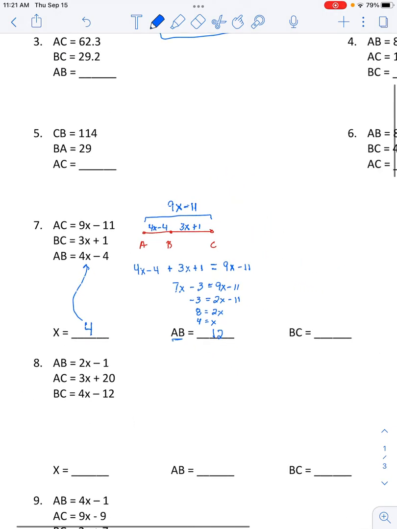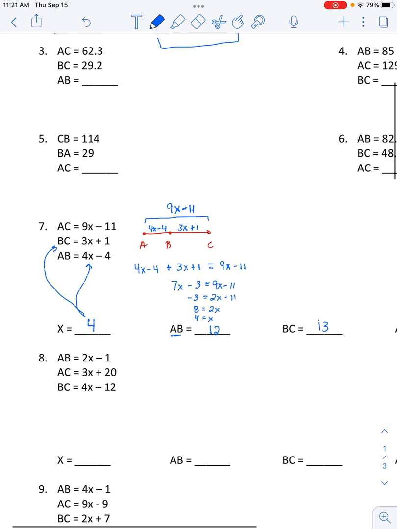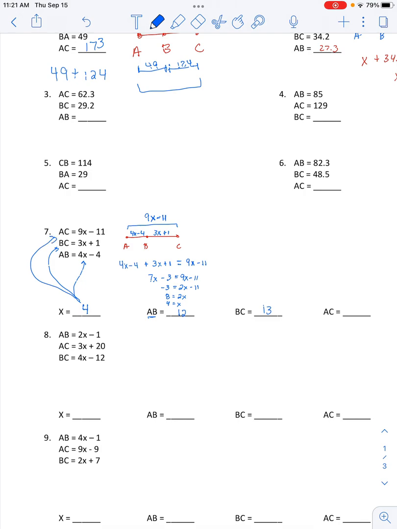Do that same thing for BC. 3 times 4 is 12, plus 1 is 13. And lastly, AC, plug that in. 9 times 4 is 36, minus 11 is 25.